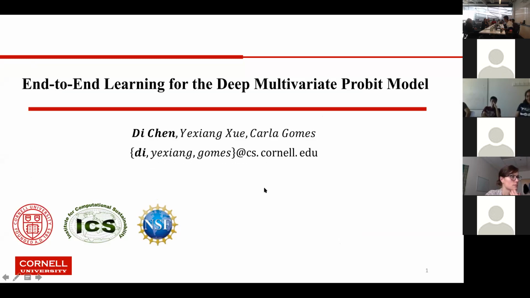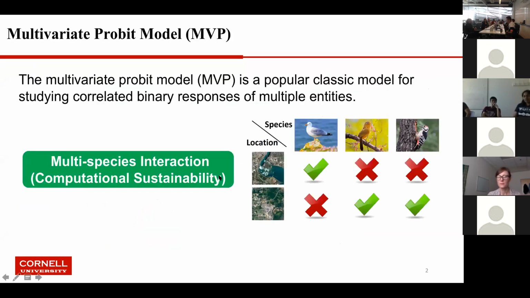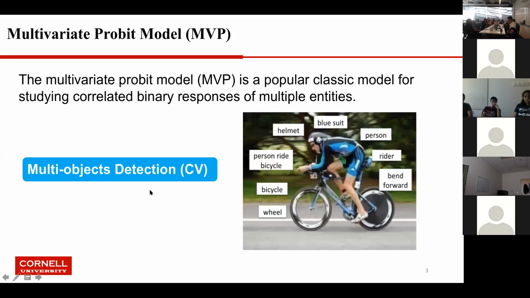Hello, everyone. I'm Chen. Today, I'm going to present my work called End-to-End Learning for Deep Multivariate Probit Model. It's about modeling multi-entities. Understanding the interaction of multiple entities is a central question in many real-world applications. For example, in computational sustainability, it's important to understand the spatial distribution of multiple species and how species interact with each other. And in computer vision, the detection of multiple objects is also correlated with each other.